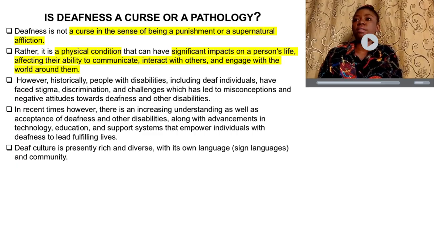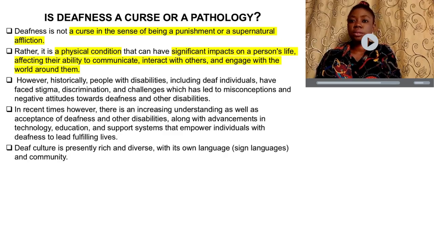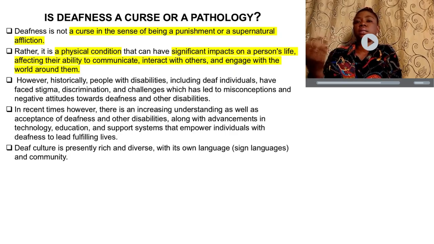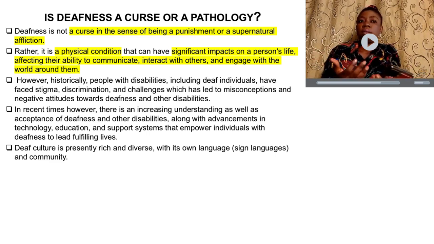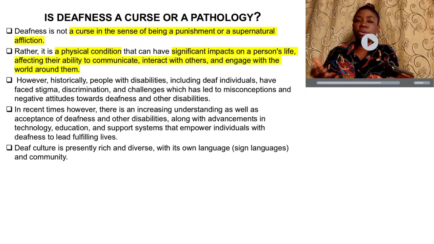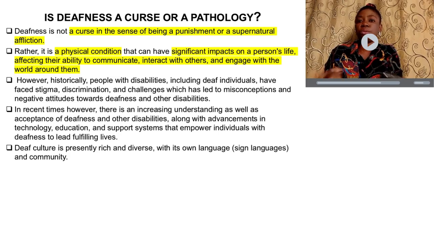Deaf persons generally have been faced with a lot of stigmatization and discrimination because of the myths surrounding the concept of deafness. But as time goes on, as history unfolds, as technology advances, people begin to understand that these are unique people with unique culture and linguistic identity. These people have their own language, which is called sign language, that they use to communicate effectively among themselves and among the people that understand and use the language.